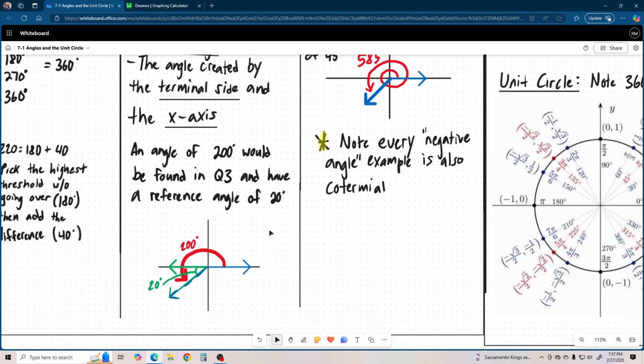So here's an example: an angle of 200 degrees would be found in quadrant 3, because it's a little bit more than 180. It's going to have a reference angle of 20, because that little bit more is actually 20. 180 plus 20 is our 200. So 180 would take us to the x-axis, and this other little piece here is the 20 degree reference angle. Like I said, it's going to be more important in the future, but it's important to understand what these reference angles are.